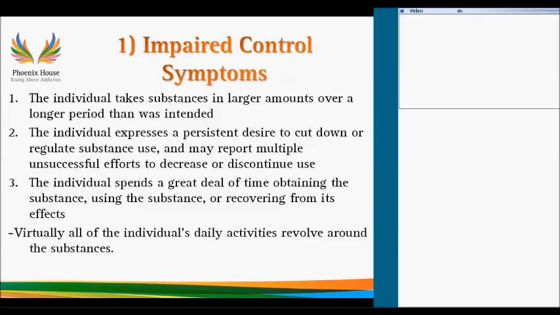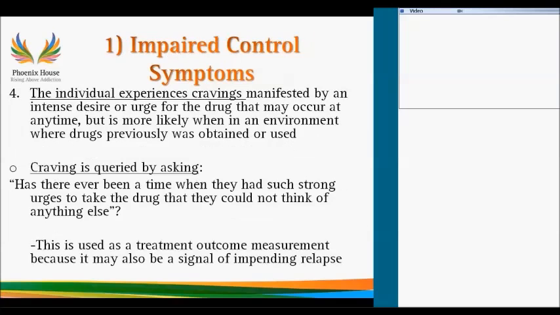For this first part, if you take a moment and read through it, you'll see that the language of abuse and dependency has been intertwined here. The individual takes substances in larger amounts over a longer period than was intended, expresses a persistent desire to cut down but is unable to regulate their use, and spends a great deal of time obtaining the substance. Usually these are questions in clinical interviewing that revolve around daily activities or each drinking or use event. Number 4 is specifically different.